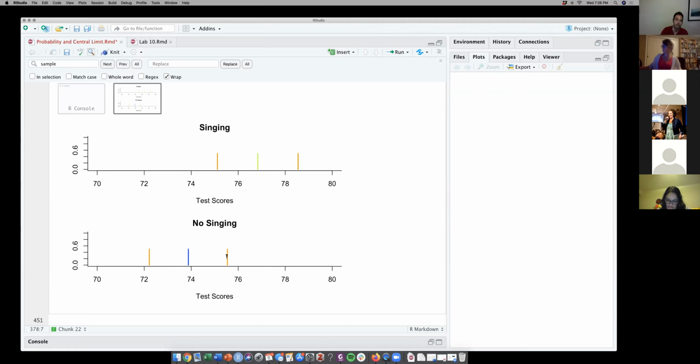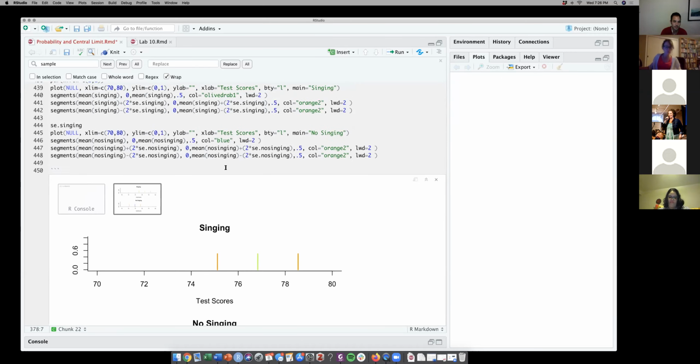So we can see that the 95% confidence interval crosses here, but at the 75% confidence interval, if we just move, that's how far apart they are. And so we would be 75% confident that the singing group is higher than the no singing group. But there's still a 25% chance that we're wrong about that difference. Okay, cool. Good question.